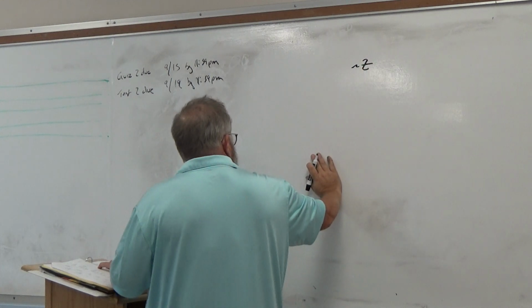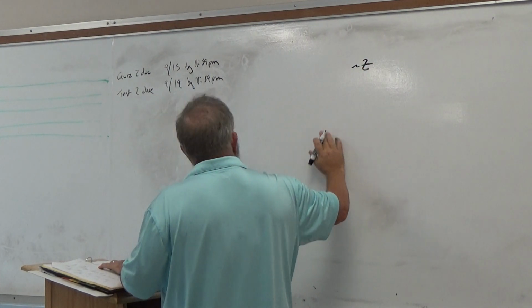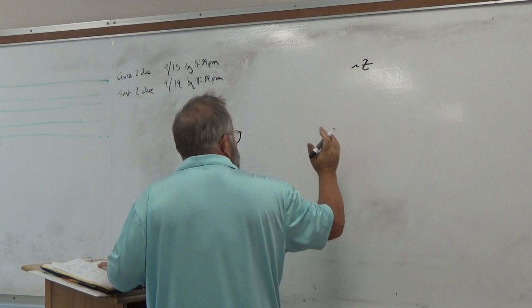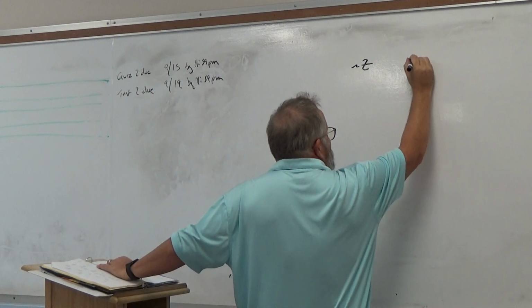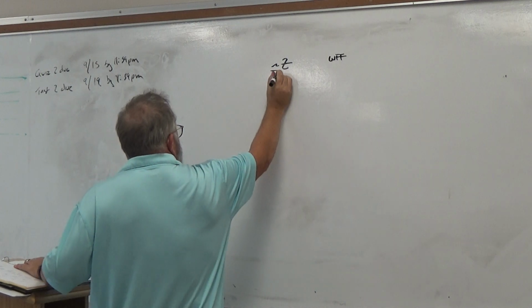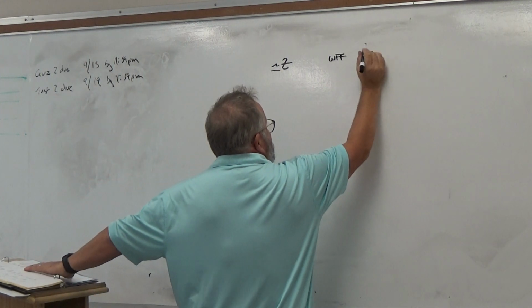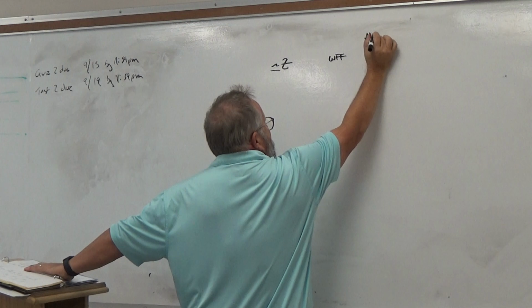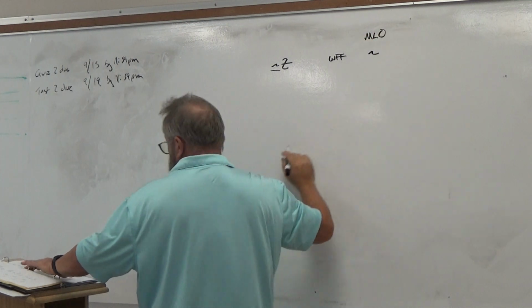Not Z. Is that a well-formed formula? Well, we know the order of operations. We do this to the not Z and then we'd be done. So it is a well-formed formula. And what's the main operator? Well, there's only one operator, so the main logical operator is the negation.